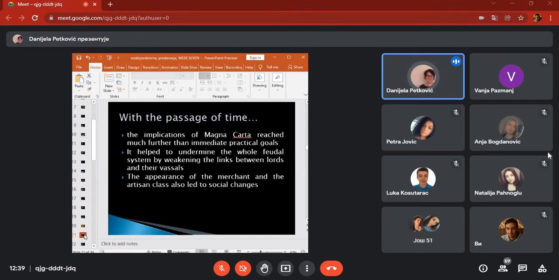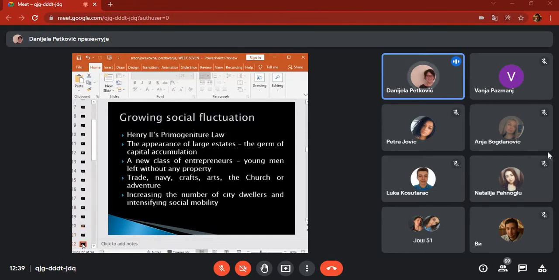And when you sign this particular document, I mean, you really have to think that eventually it will, because it simply gives barons more independence. So it seems that they had profited the most from this particular document. However, combined with the appearance of the merchant and artisan class, this document ultimately stimulated all kinds of social changes. There was growing social fluctuation also due to Henry II's primogeniture law. Primogeniture law means that the totality of the estate goes to the firstborn son, which means that, and it's medieval period.